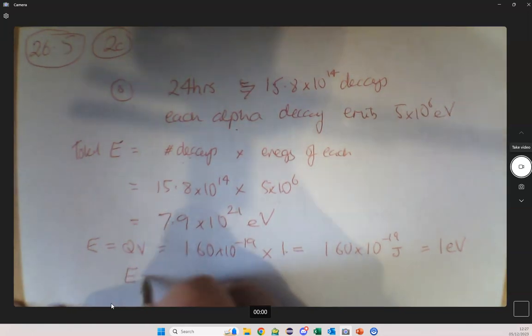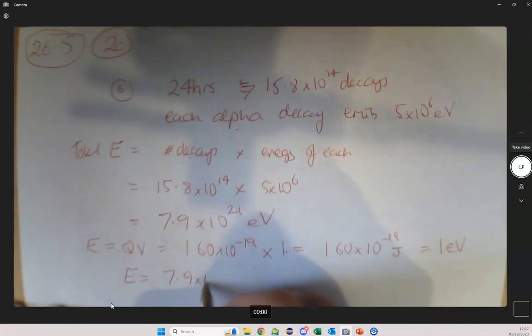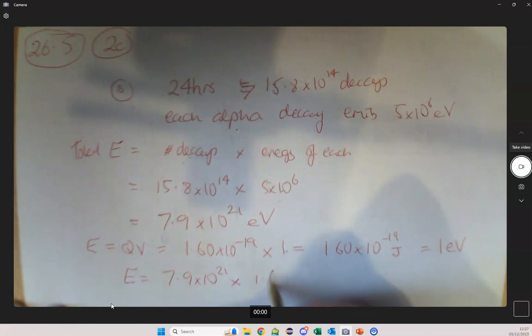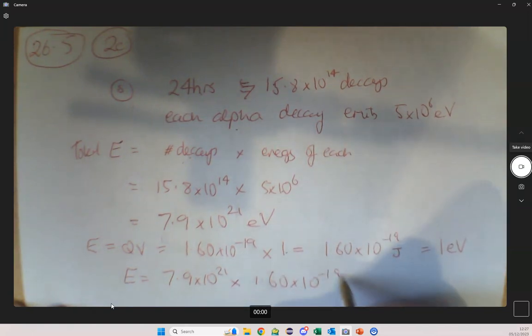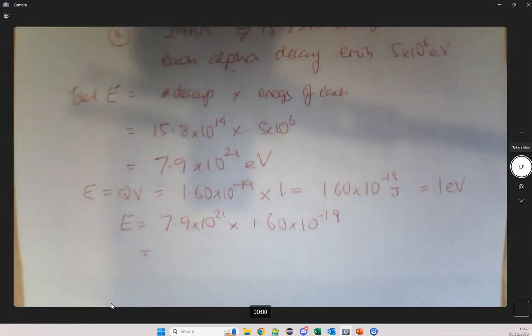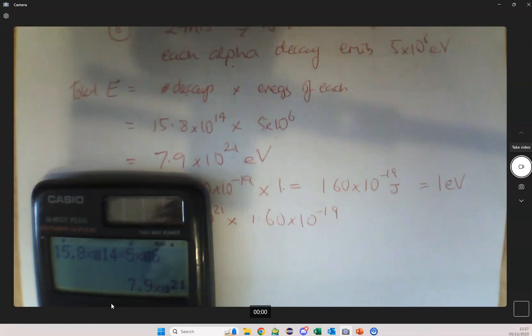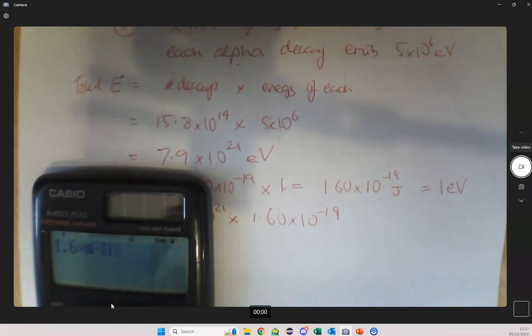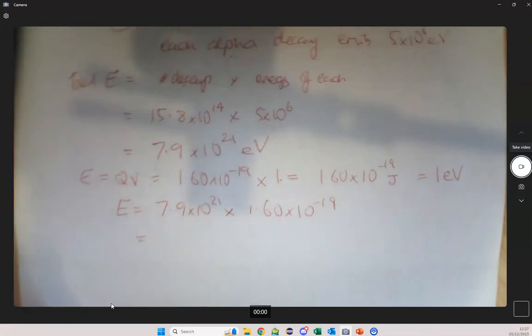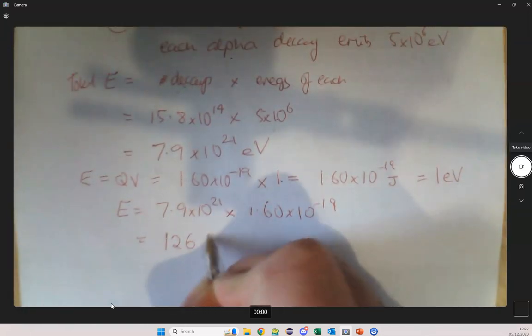Therefore, the energy emitted in joules is going to be 7.9 times 10 to the 21 electron volts. And each of them is worth 1.60 times 10 to the minus 19 joules, meaning that in total we emit, plugging the numbers into the calculator, 1.6e to the minus 19 times by 7.9 times 10 to the 21 gives us an answer of 1264 joules.